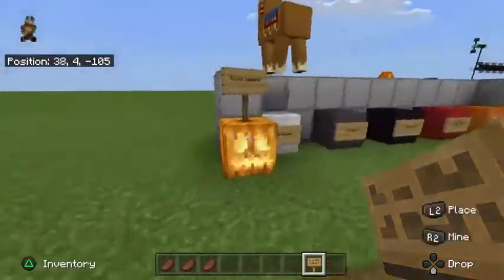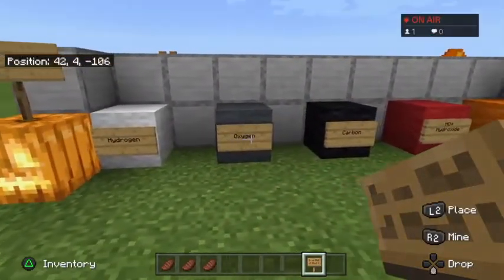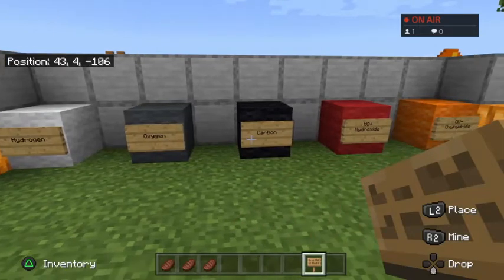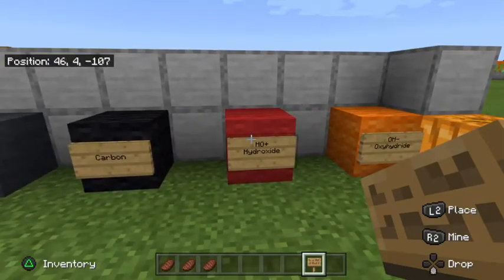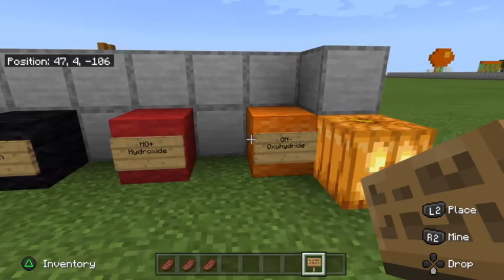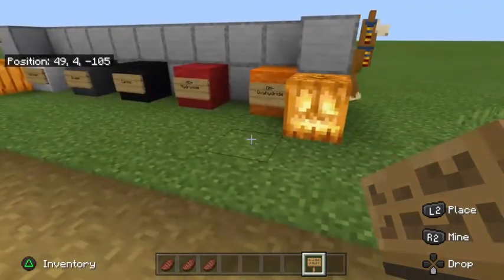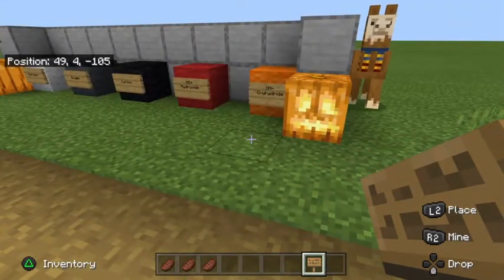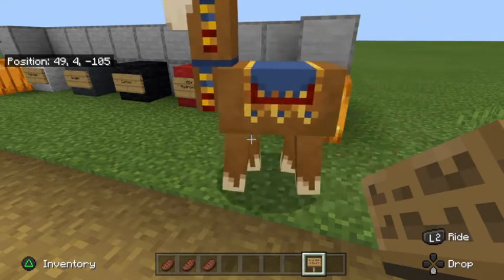The white wool represents hydrogen, the gray wool represents oxygen, the black wool represents carbon, the red wool represents HO positive, which is hydroxide, and the orange wool represents OH negative, oxyhydride. The presentation will include more elements than these, but for now, these are the main ones.